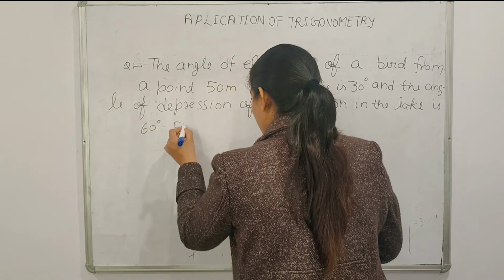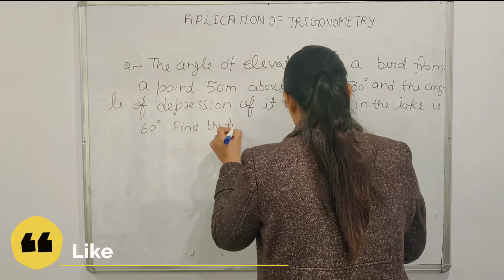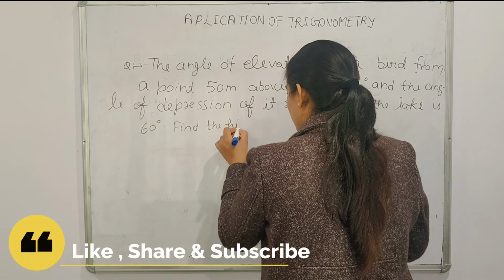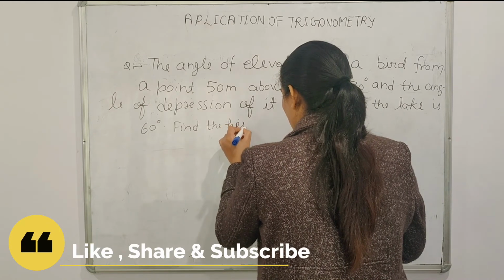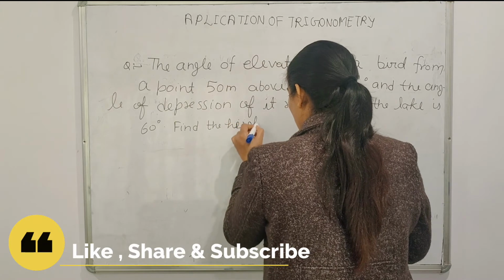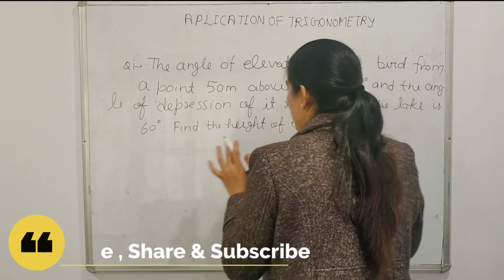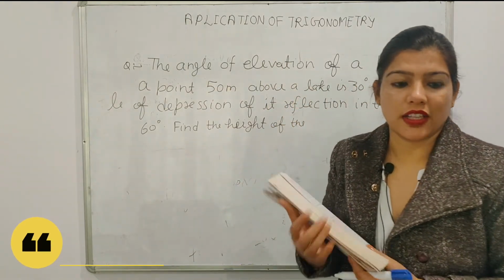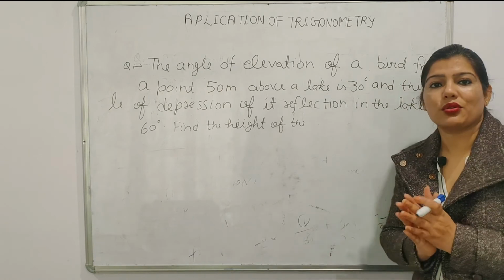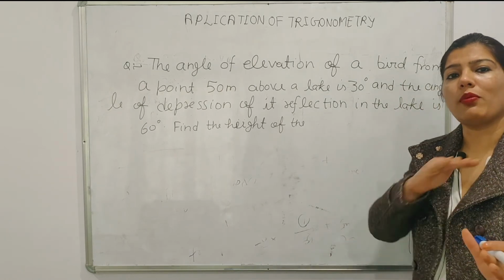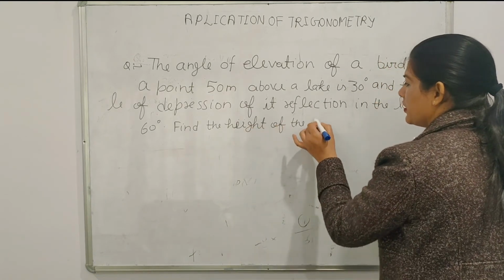Find the height of the bird. So we have to find the height of the bird. They are not saying from where you have to find the height of the bird. So it is understood you have to find the height of the bird from ground level. Find the height of the bird.